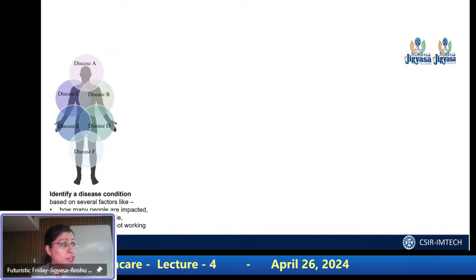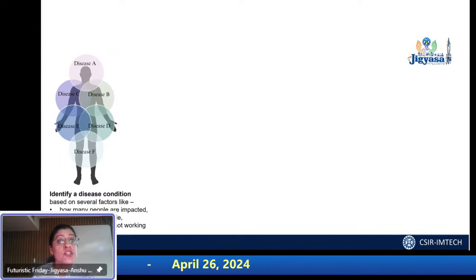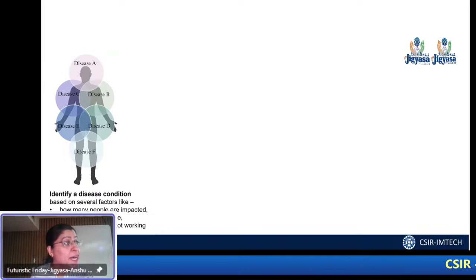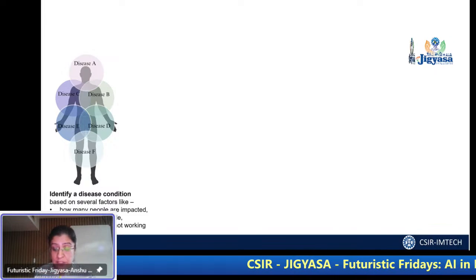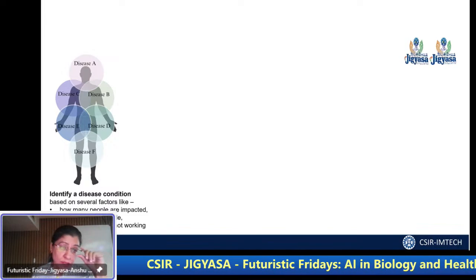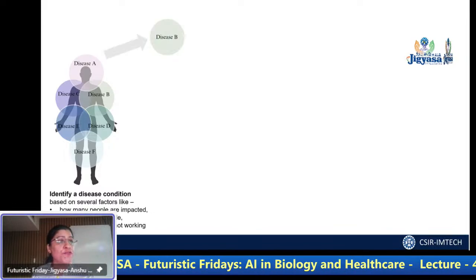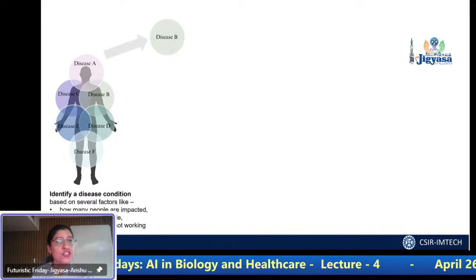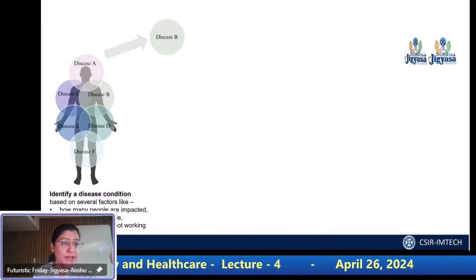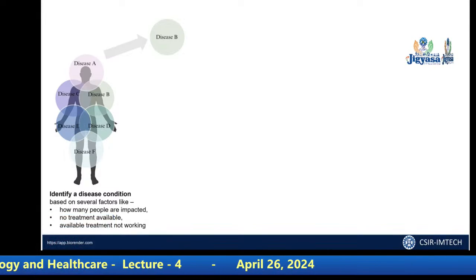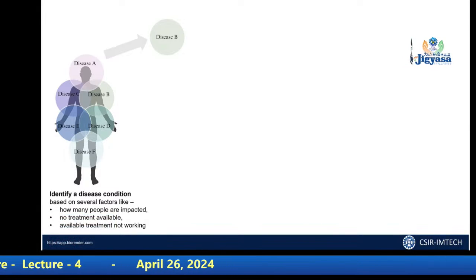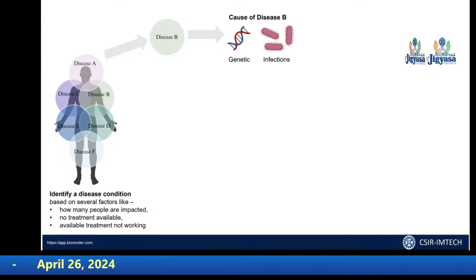Like say, for example, if you look at today, cancer treatment does exist. But is it working completely? It is not. So many people still die of cancer. The treatment is out there, but it is not really working. So what do you do? You select one of the disease conditions to actually start your drug discovery process. Say, for example, in this case, we are starting with disease B. Okay. Then you find the cause of that disease.